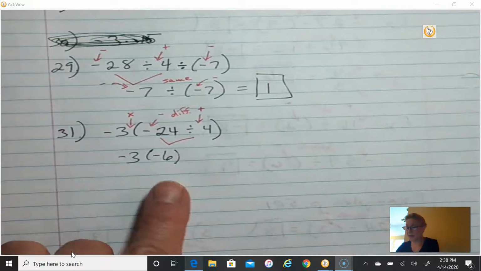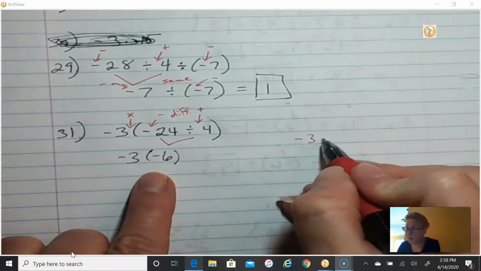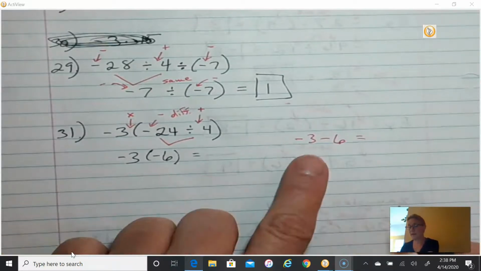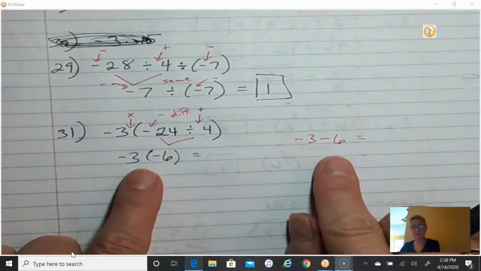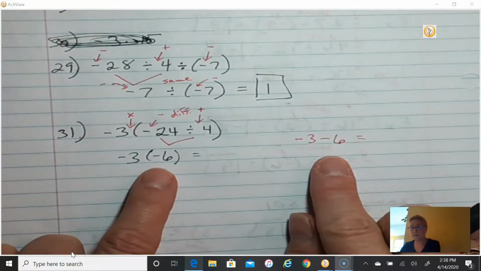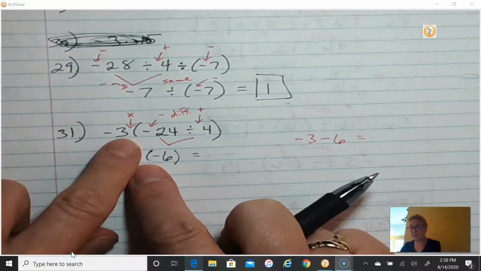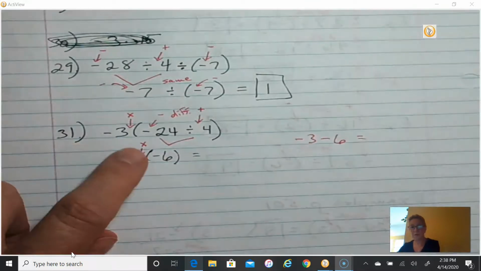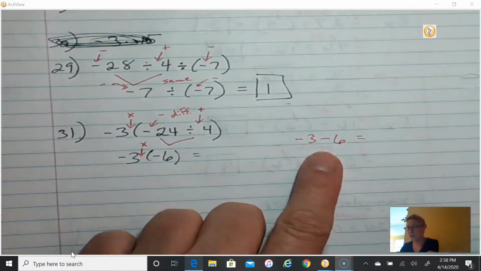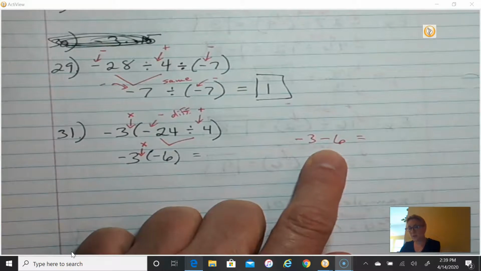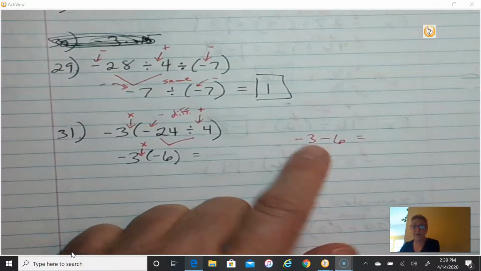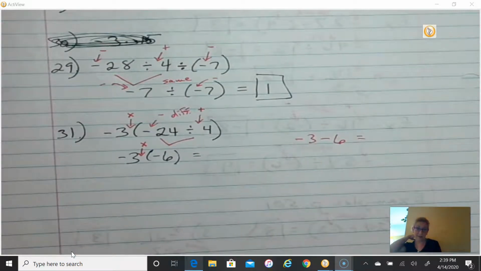Now, a common mistake here, some kids will do this. See that? I want y'all to look at the difference. This has parentheses. It's being multiplied still by that 3. That's supposed to be a multiplication sign. But do you see, if we were to take the parentheses away, we now have -3 and -6, and basically you'd be adding. That would give you -9, and that's not right.